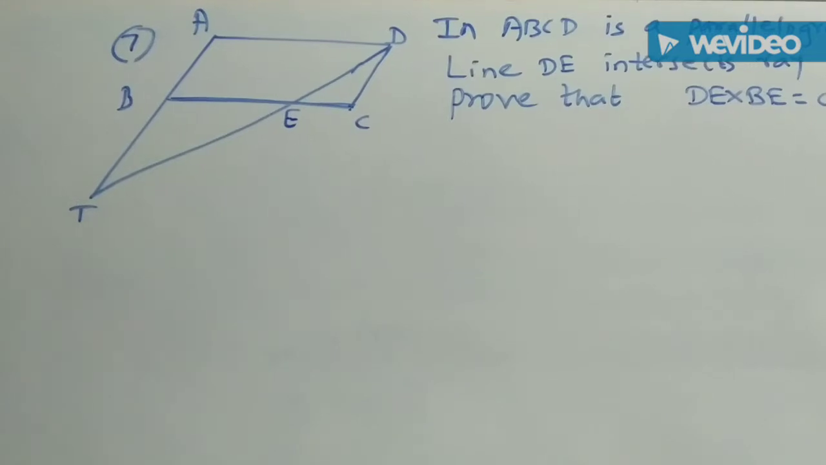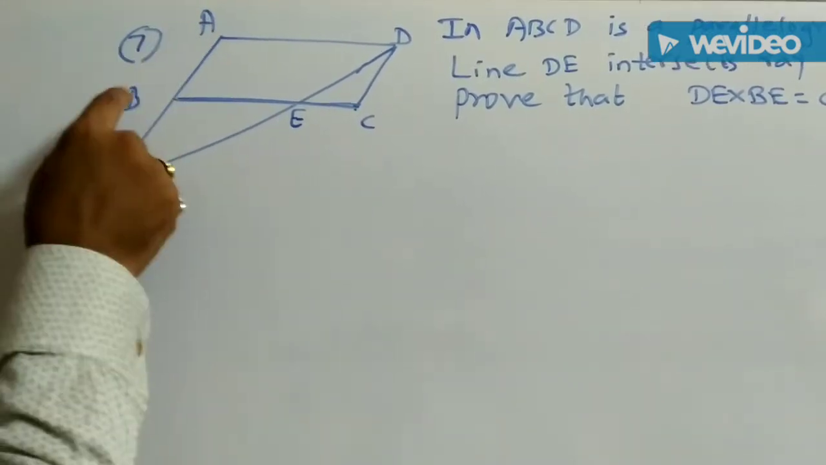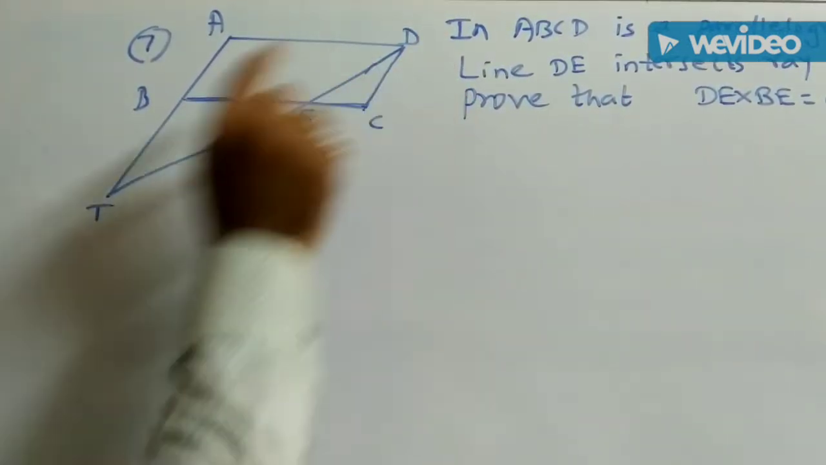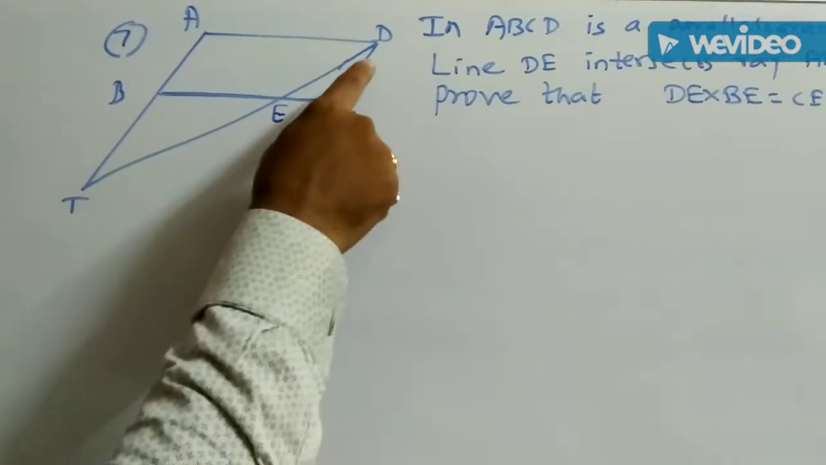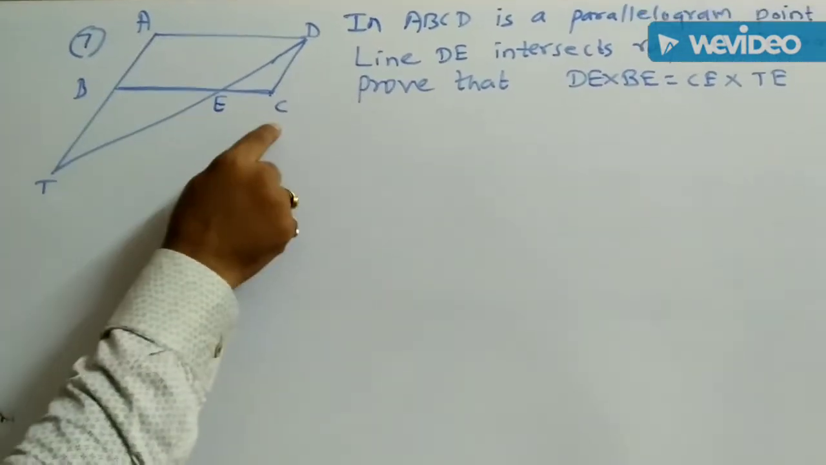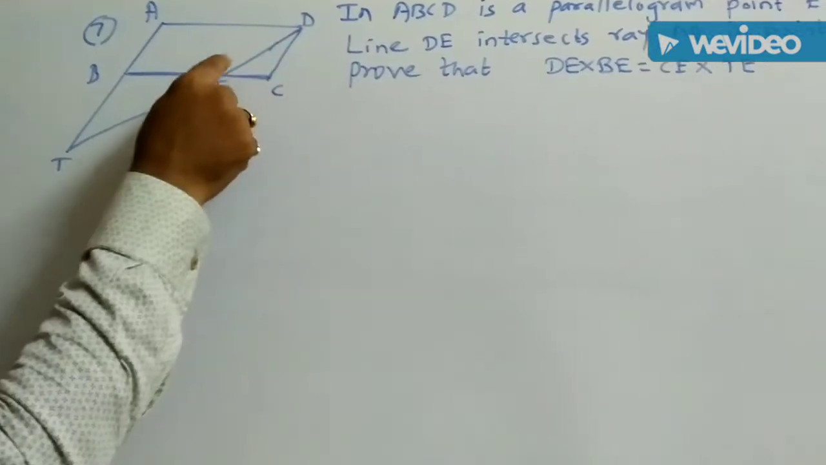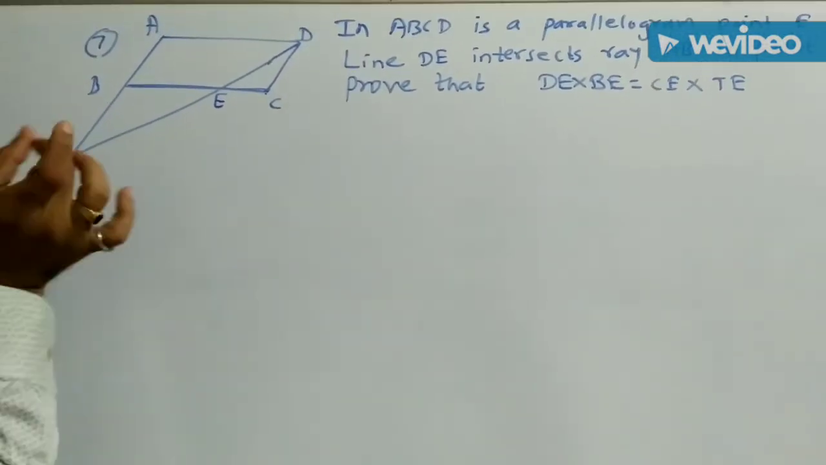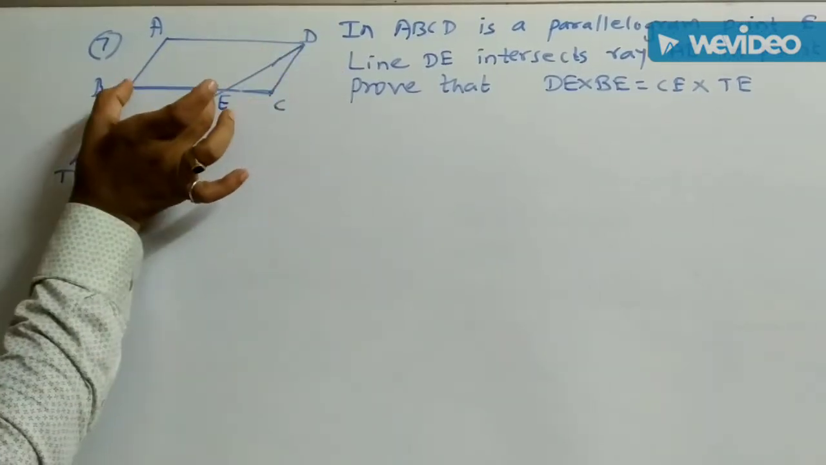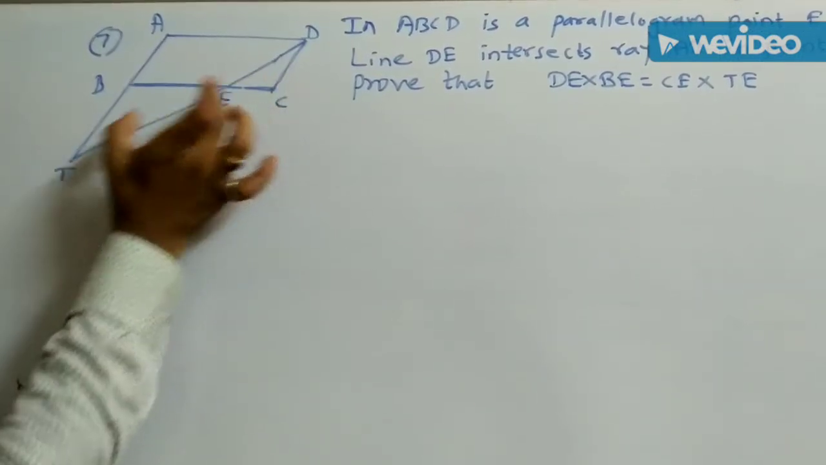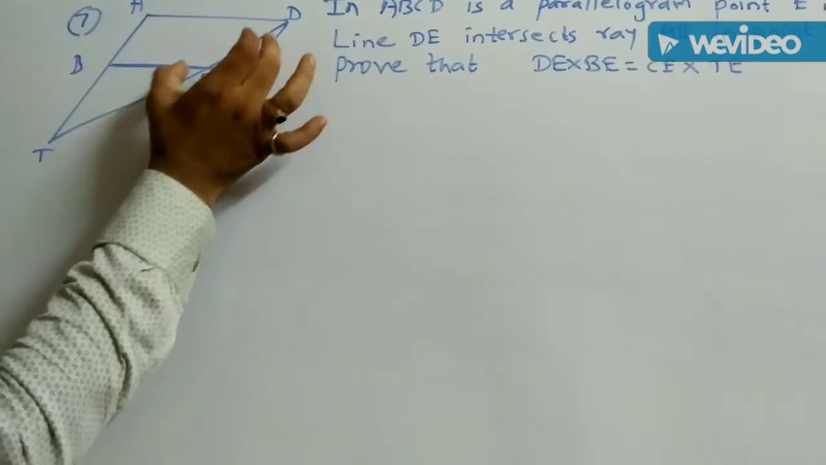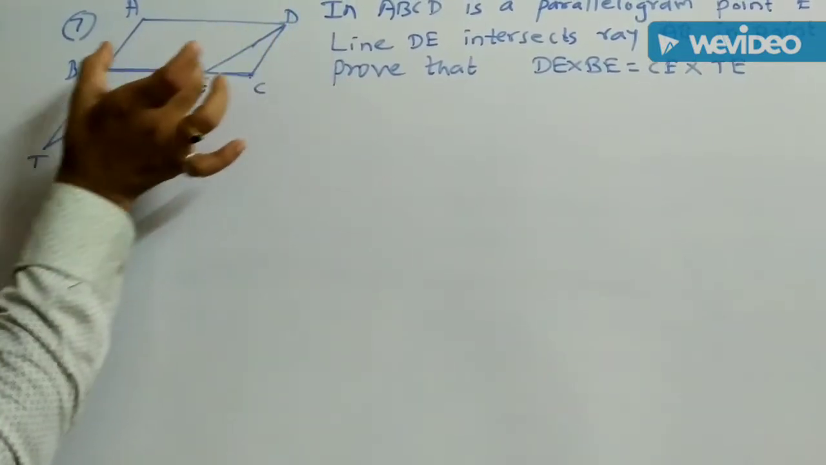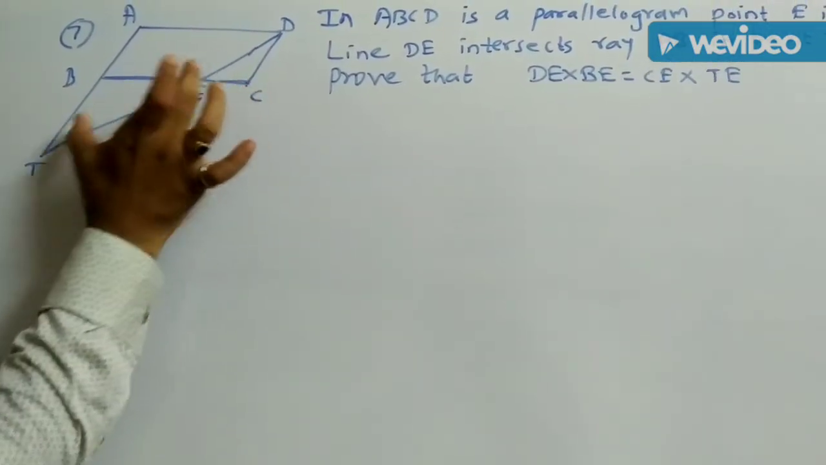Next example is, ABCD is a parallelogram. Point E is on the side BC. Line DE intersects ray AB at the point T. Then prove that DE into BE is equal to CE into TE. We have to prove that DE into BE is equal to CE into TE.